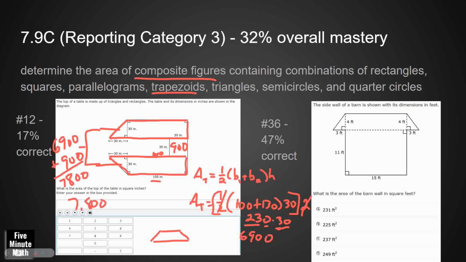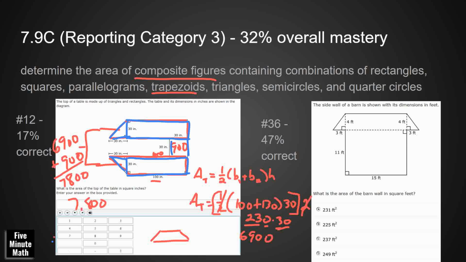Now, if I didn't recognize those as trapezoids, what I'm left with is a much different looking problem. So I'd have to do this rectangle, the two triangles, and then the square. You see how the opportunities for making just a simple calculation error increase with the number of shapes I'm trying to do.